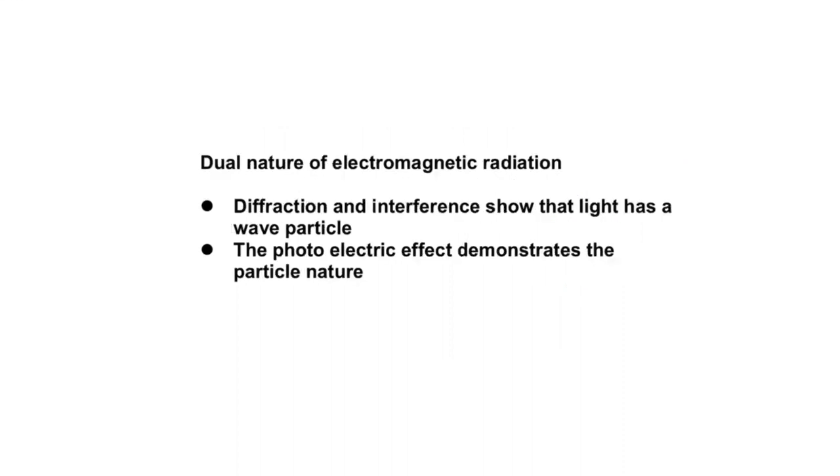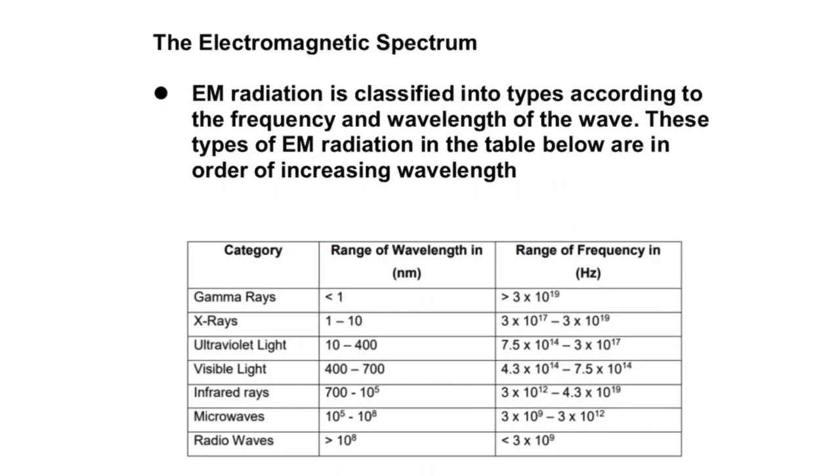One last thing on the dual nature of electromagnetic radiation. Diffraction and interference show that light behaves as a wave, while the photoelectric effect demonstrates the particle nature of light. We are going to talk about the photoelectric effect in detail in grade 12. Diffraction was a topic in grade 11, but it's not there anymore. But anyway, electromagnetic radiation is classified into types according to the frequency and the wavelength of the wave.